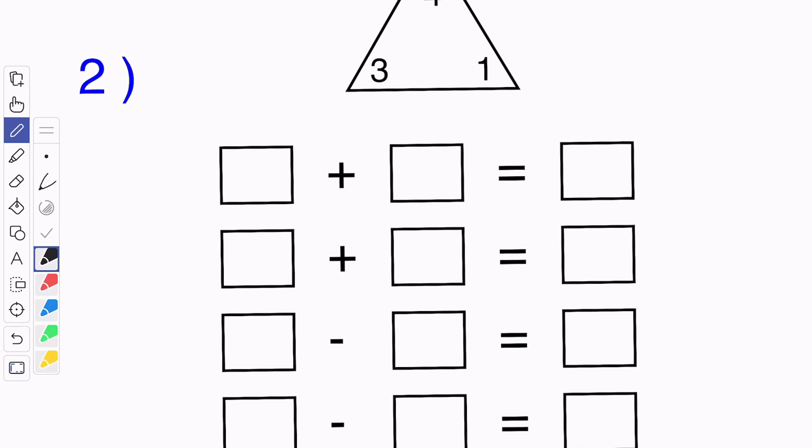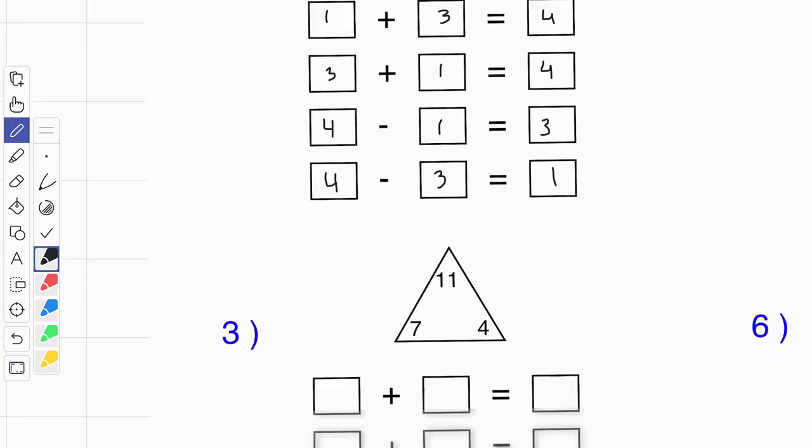For number 2, we have 1, 3, and 4. For the first ones, we could add 1 to 3 equals 4. Then we could switch that, because since it's addition, it doesn't matter which one is first. So we could do 3 plus 1 equals 4. For the subtraction ones, we're always going to put the biggest number that we find, which is 4, first. So these two are going to start with 4. 4 minus 1 equals 3, and then we could switch that and do 4 minus 3 equals 1.